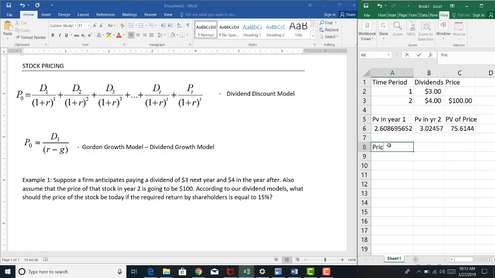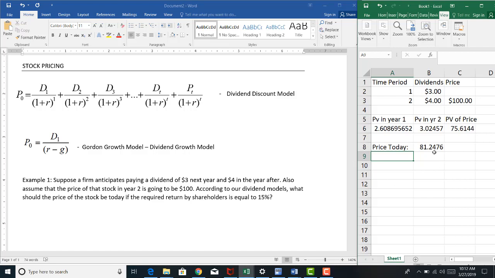So the price today is just going to equal the sum of the present value of the dividends and the present value of the price of the stock in year 2. So I'm just going to say equals the sum of these 3 cells, and I get a price of $81.25. So according to the dividend discount model, given the information in example 1, the price of the stock should be $81.25.